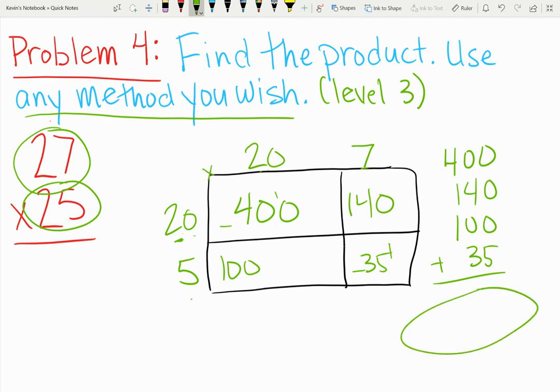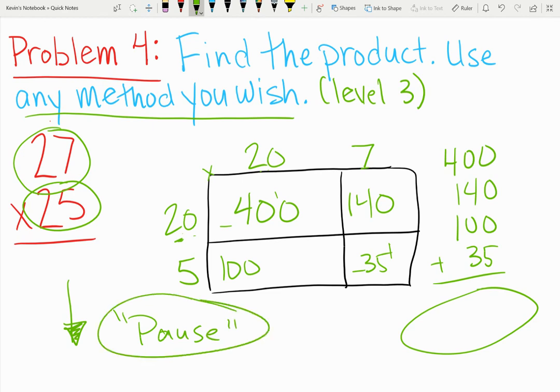Now, again, if you want to use regrouping, that's fine too. But if you want to practice this way, I've got you most of the way there. Go ahead, and what I want you guys to do is pause the video now and answer on It's Learning for a little review. See you guys shortly.